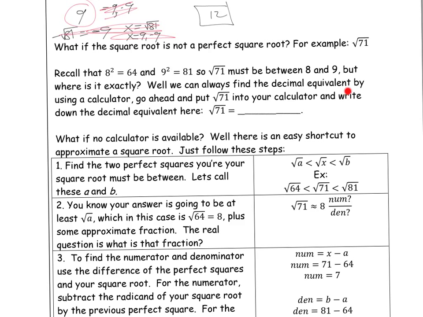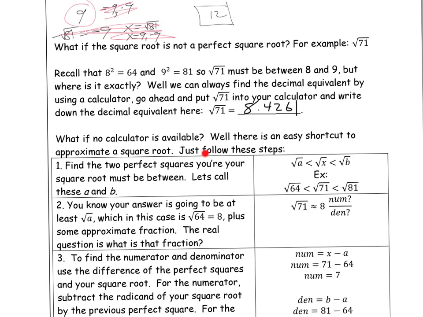Well, we can always find the decimal equivalent by just using a calculator, right? You guys could plug the square root of 71 in your calculator and you'd get some decimal answer. So I want you to go ahead and try that. Just put the square root of 71 in your calculator and write down the decimal equivalent here. Okay, when I plugged it in my calculator, I got 8.4261. I'm just going to do 4 decimal places. Now, obviously, that number goes on and on forever. It's irrational. So we can't actually know its exact value, but this is really close.